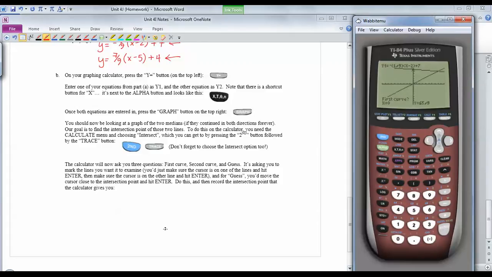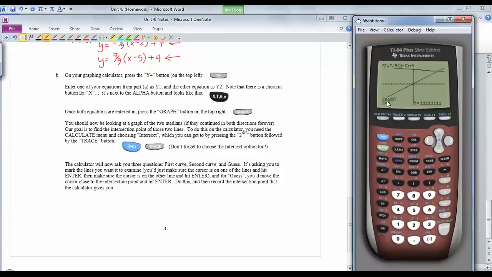Then it's going to ask 3 questions. First curve, second curve, guess. What it's really asking is which 2 lines or curves do you want it to look at? Because sometimes you've graphed like 4 lines or something like that, and it can only do 2 at a time. So notice the cursor is already right here. It's already on one of the lines. To mark a line, you just hit enter. So I've marked the first line. It knows that this is one of the lines to look at. Second curve, well, it's already on the other line, so I'm just going to hit enter. So now it knows, look at this line and this line.